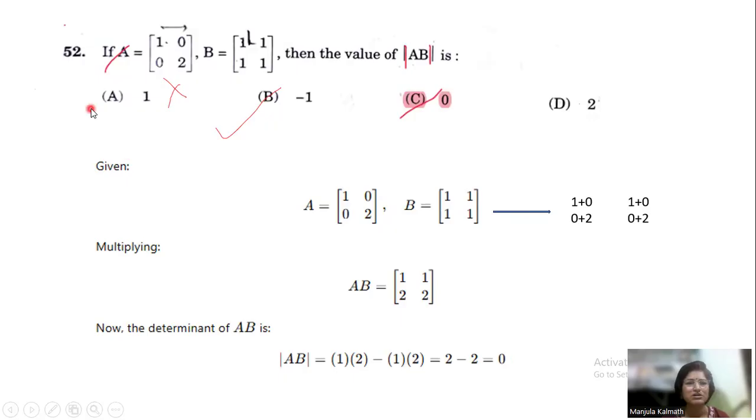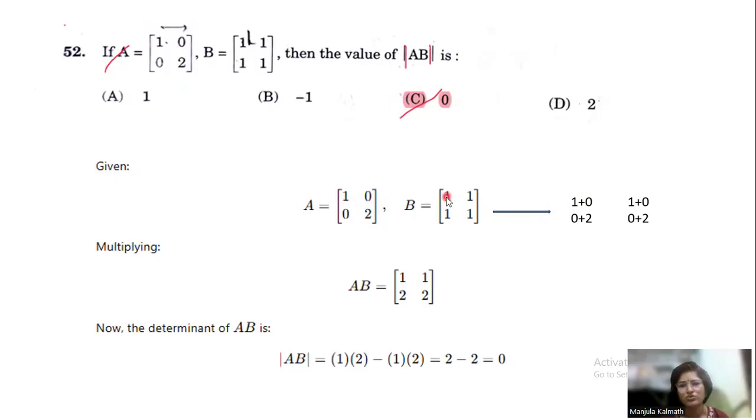Then next comes: if A equals this, the two 2 into 2 matrices A and B are given, then we need to find the determinant of AB. What does it indicate? It is nothing but finding the determinant of the product of the given two matrices. So how to find the determinant here? The given matrices are 1, 0, 0, 2 and 1, 1, 1, 1. So here A equals this and B equals this. I'll go for the multiplication of both.